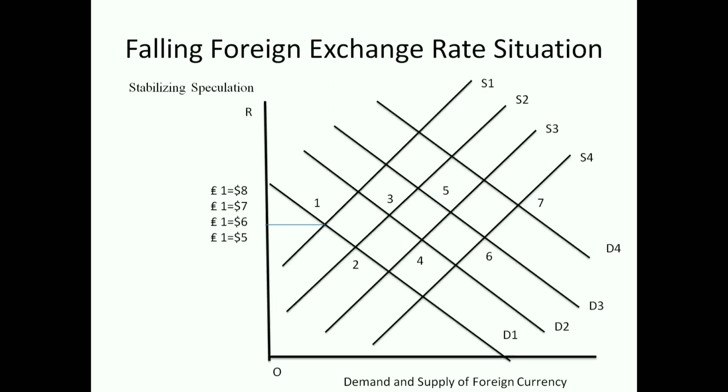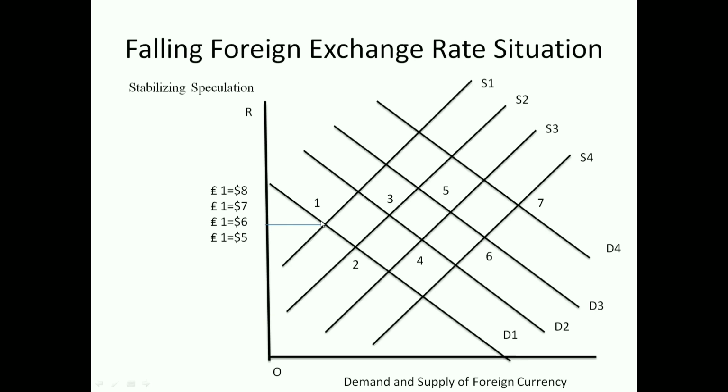This is the case of a falling foreign exchange rate situation. We are taking here the example of stabilizing speculation. Now let's consider this first point. This is an equilibrium situation. Here we are taking the exchange rate, and here the demand and supply of foreign currency. So basically we have here the exchange rate situation, that is euro 1 equals $6. And if we consider this an equilibrium situation, we arrive at the foreign exchange demand and supply position equal to 1. So this is a stable position that we have already assumed.